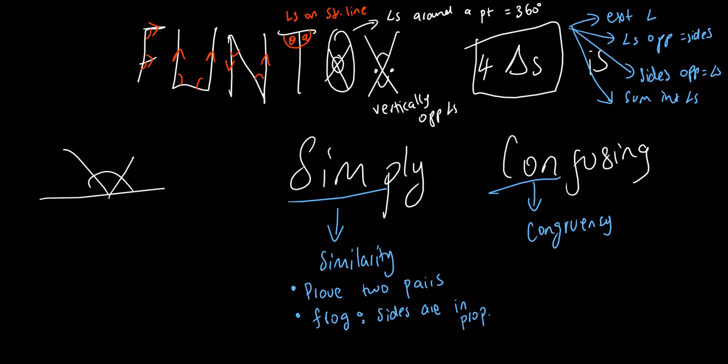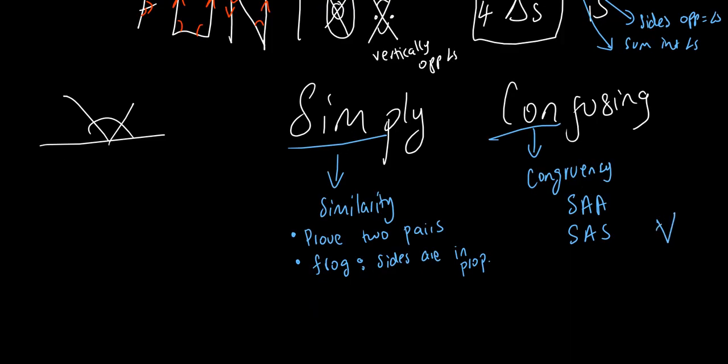Then in terms of congruence, we have South African Airways, meaning angle, side. And then what do they call this one? Sandwich, avocado sandwich. SAS. Included angle. But usually I call this Vivian, if you can remember. It should be two sides and an included angle.